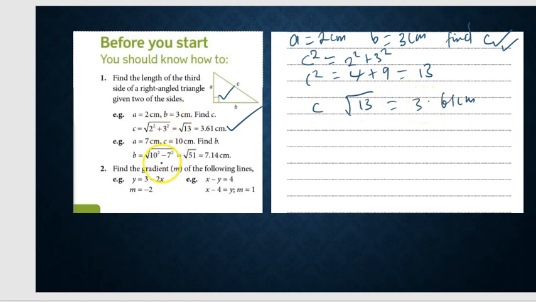Try again to see how to find the gradient m in this equation. You have y equals 3 minus 2x. So these are concepts that you should know before we dive into coordinate geometry.